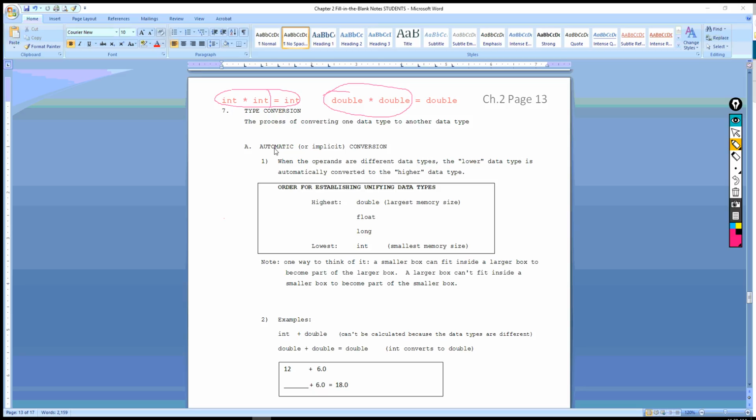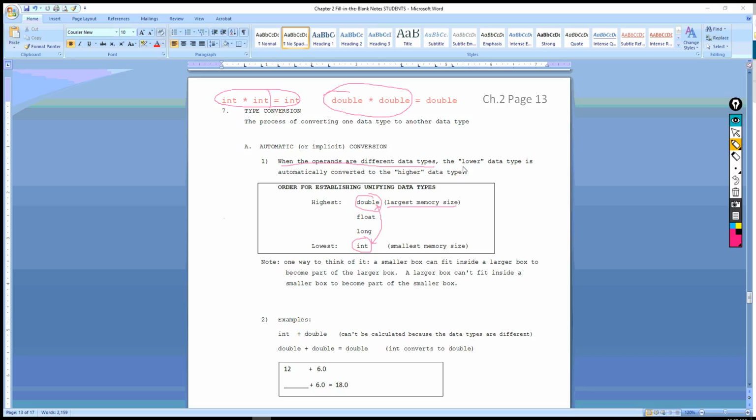So what happens when the operands are different data types? The lower data type is automatically converted to the higher data type. Well, what's higher, what's lower? The higher is the one that takes up the largest size in the computer memory. We've talked about how double has the highest, and that int is the lowest as far as the ones that we're working with. So we're working with doubles and ints basically.